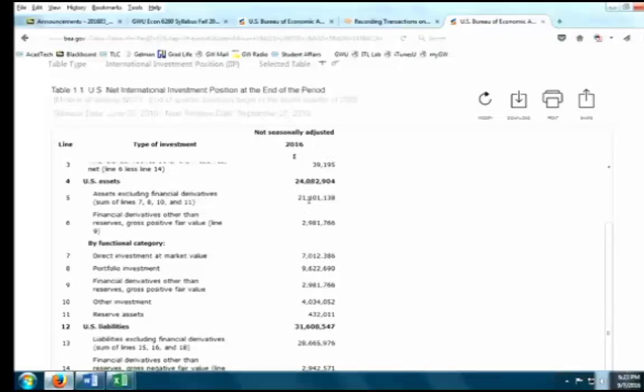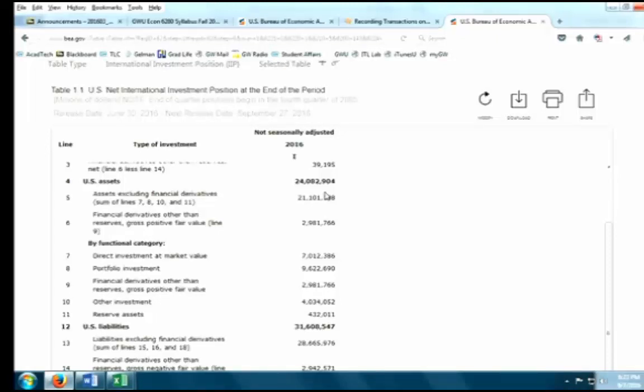Let's look at U.S. assets first, this number. U.S. assets mean ownership of assets by U.S. residents or citizens abroad. So if a U.S. citizen owns a piece of property abroad, we're going to count it as a part of the total U.S. asset. If U.S. mutual funds have ownerships in foreign stocks, we're going to count that as part of U.S. assets. If U.S. citizens or banks have lent money to foreigners, then we have a claim on the returns on money from those foreigners in the future. We have a piece of paper, a contract, that says the foreigner's going to pay us back some money in the future. So that's an asset.